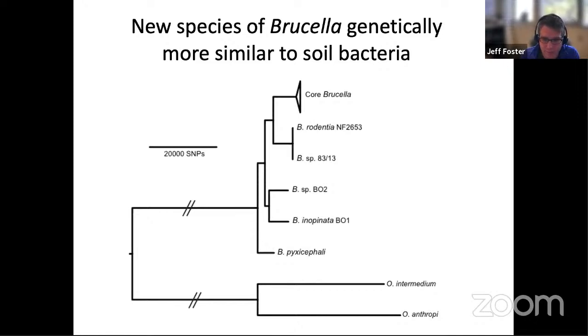And so some of them even have flagella, suggesting motility. And so the Ochrobactrum have those as well. And so they share a lot of characters in common with these soil bacteria.